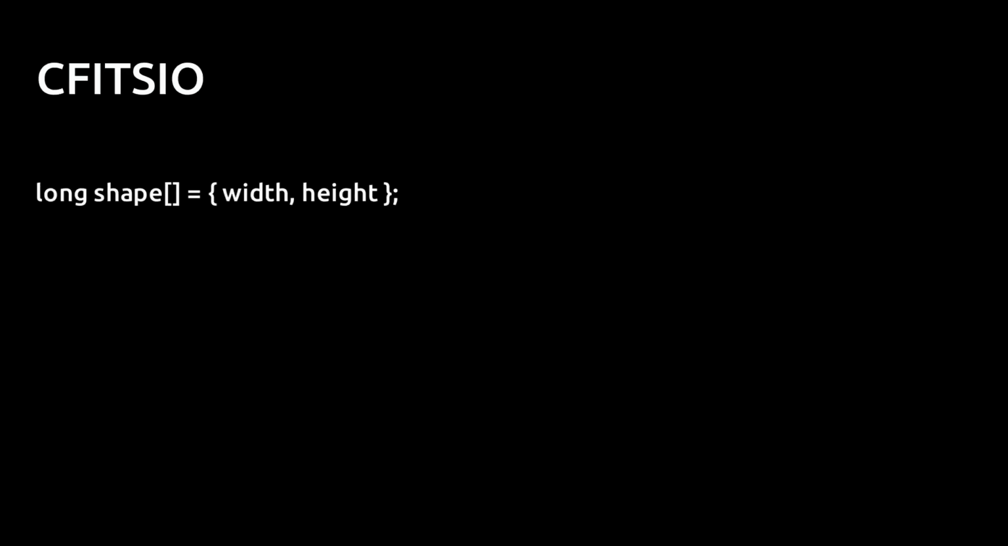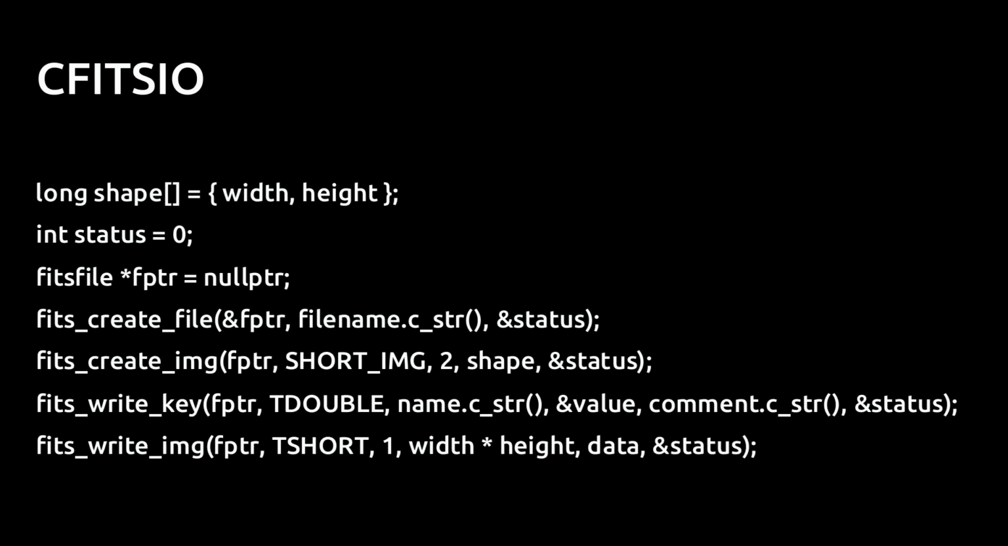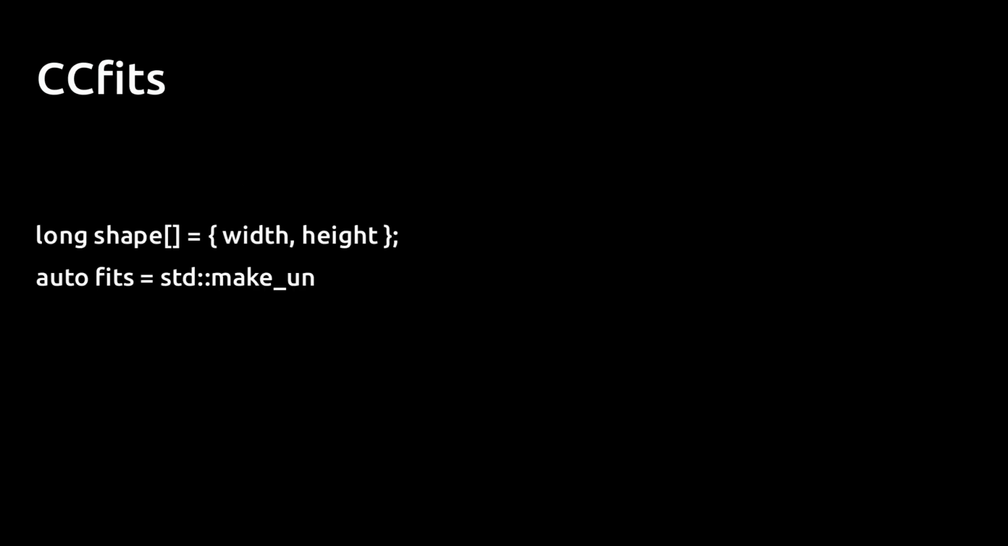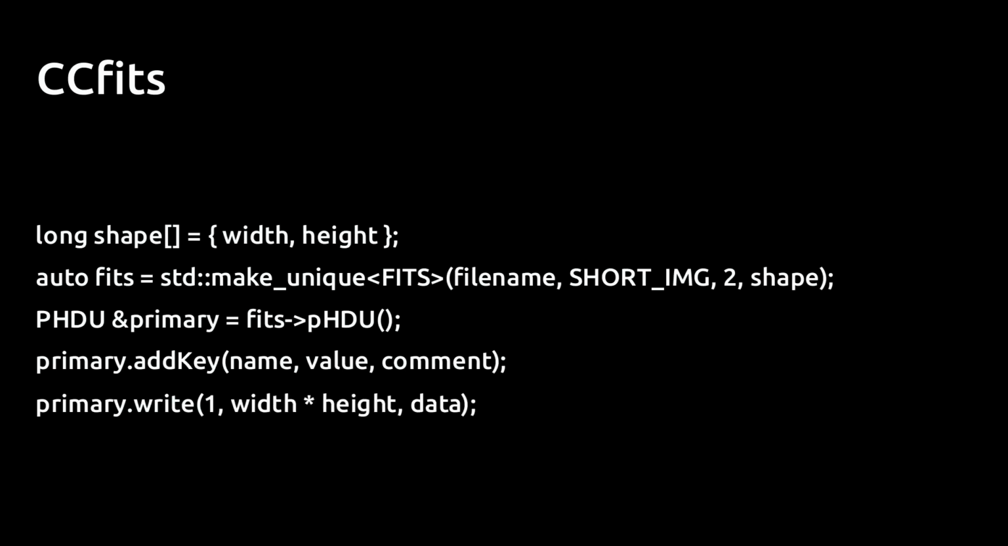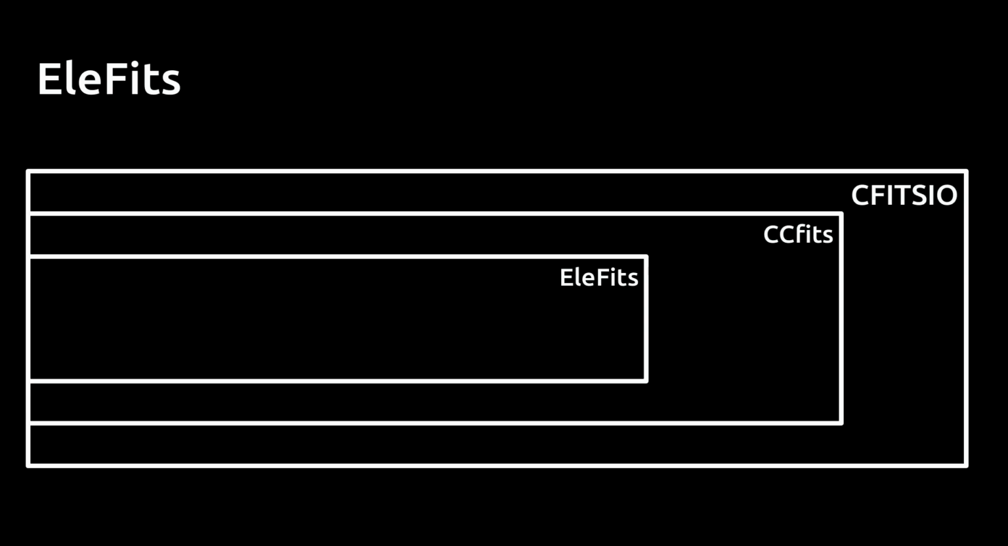As an example, here is how to create a single image FITS file with one keyword record using CFITSIO. Now, using CCfits, and finally LFITS. More compact code with fewer parameters means fewer development errors.